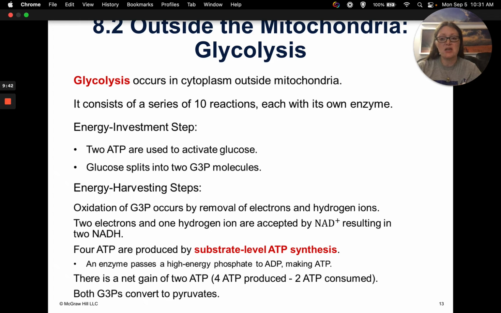This is actually a method that can be used in some really tiny organisms because it does eventually produce 2 ATP.